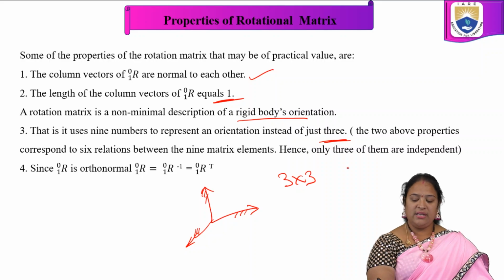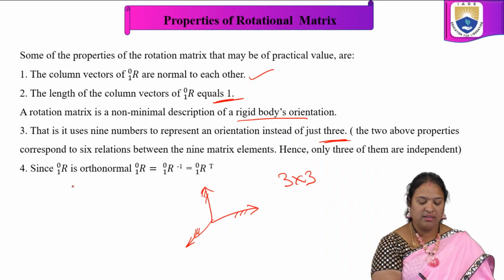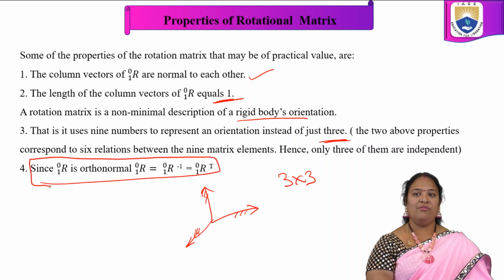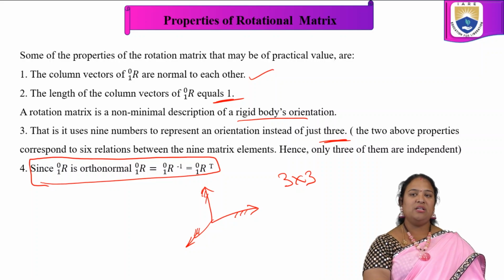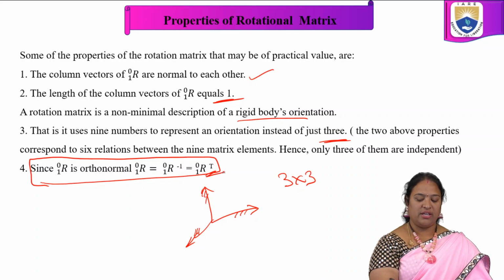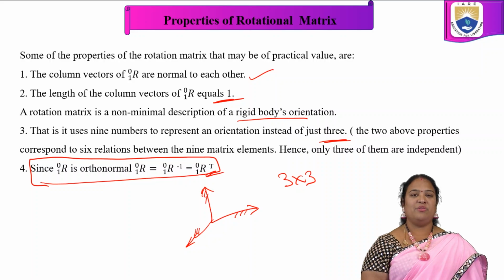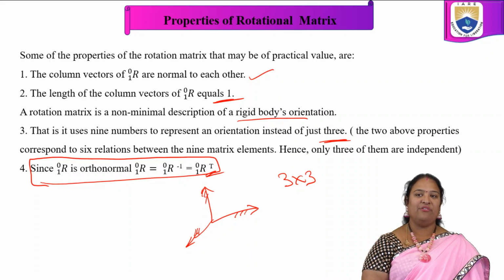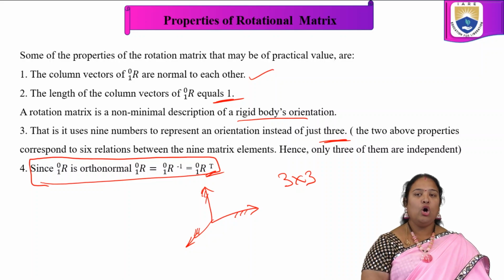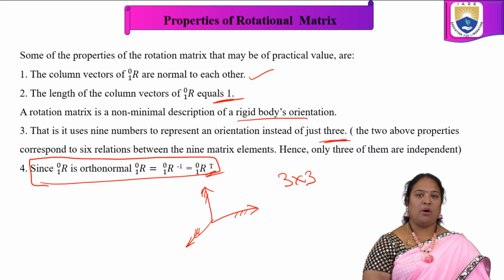Hence, only 3 of them are independent, and the orthonormality of the rotation matrix means that the rotation matrix from frame 1 to 0 should always be equal to the inverse of the rotation matrix, or equal to the transpose of the rotation matrix. Clear? Hope you have understood in detail about the rotational matrix.